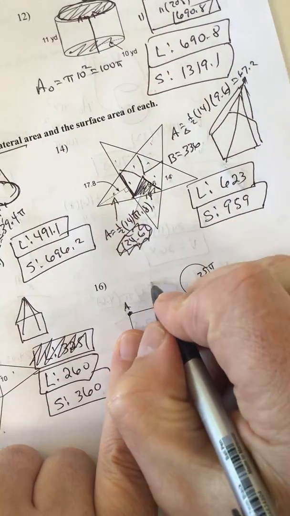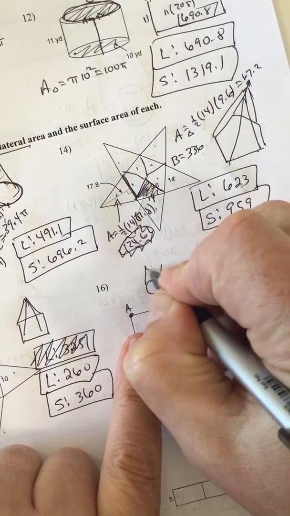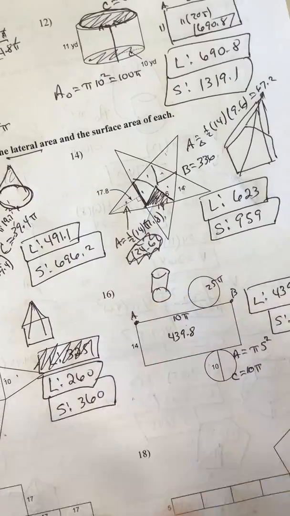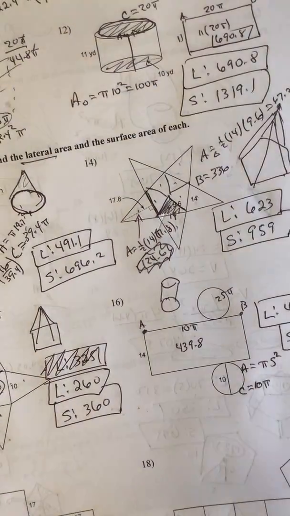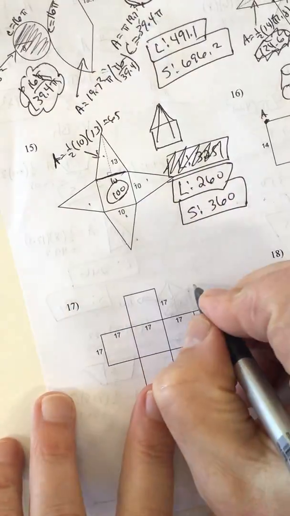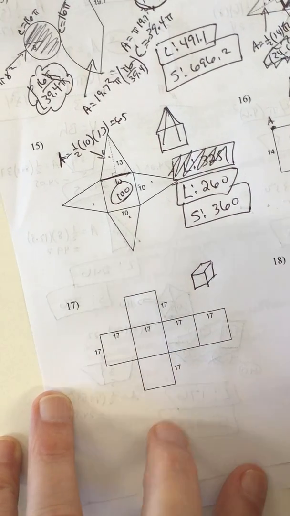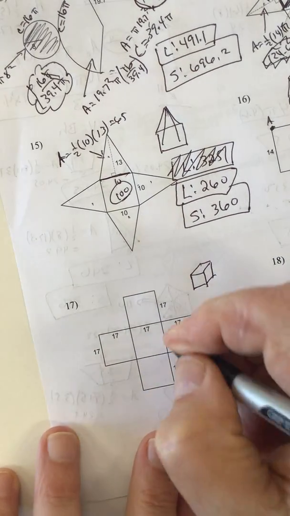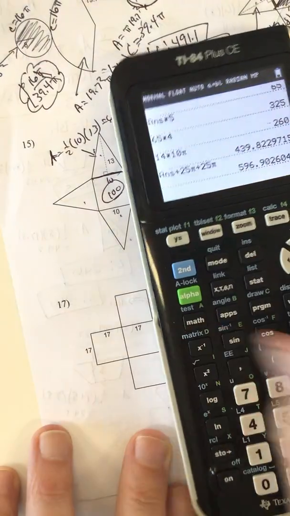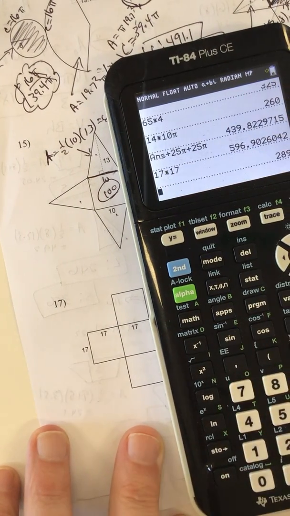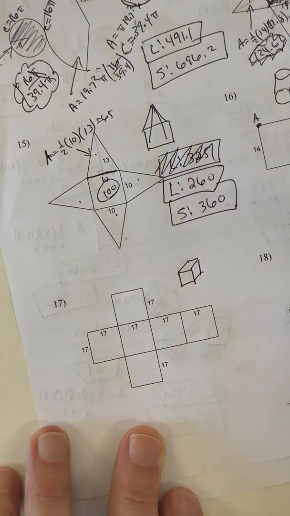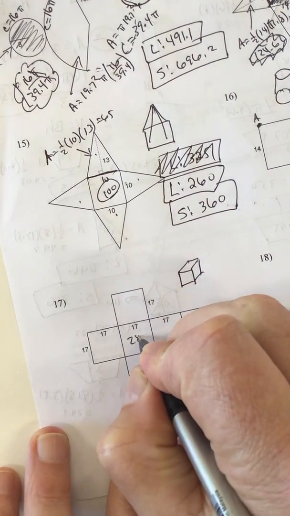Okay, oops, and I forgot to draw this one. This would have been a can. So there's the drawing, a cylinder. This one is just a square. This is just a cube. Okay, it looks like they're all 17 by 17. 289, so they're all 289.